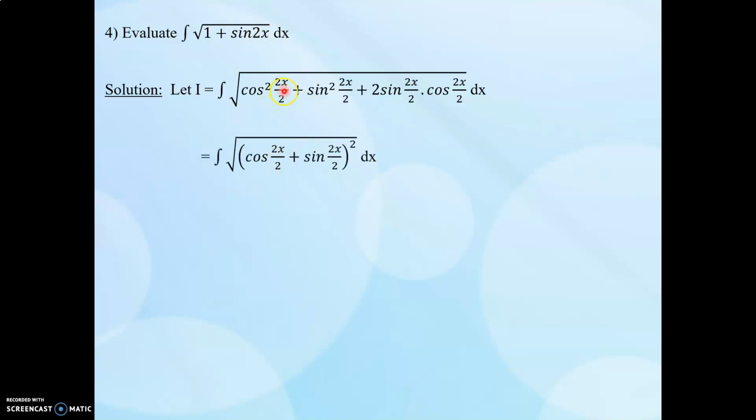So integral cos square 2x upon 2 plus sine square 2x upon 2 plus 2ab, this is a square plus b square plus 2ab format. So I can write this as a plus b whole square format, that is cos 2x upon 2 plus sine 2x upon 2 whole square dx. Now after coming out of this square root, it will become integral cos 2x upon 2 plus sine 2x upon 2 dx. Then the 2 cancels, and here again the 2 cancels. So it will become integral cos x dx plus integral sin x dx. So integral cos x is sin x and integral sin x dx is minus cos x plus c. So this is the answer for this question.